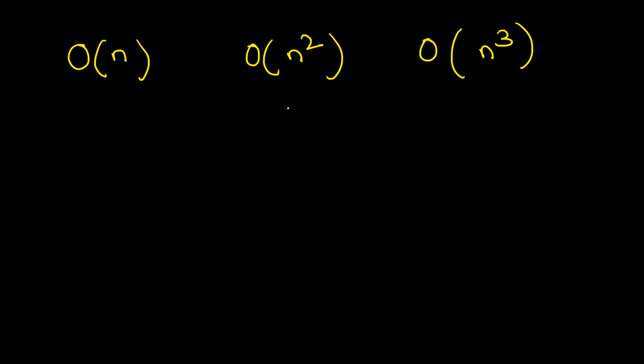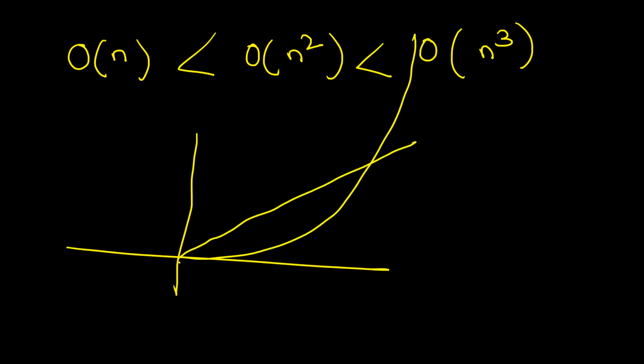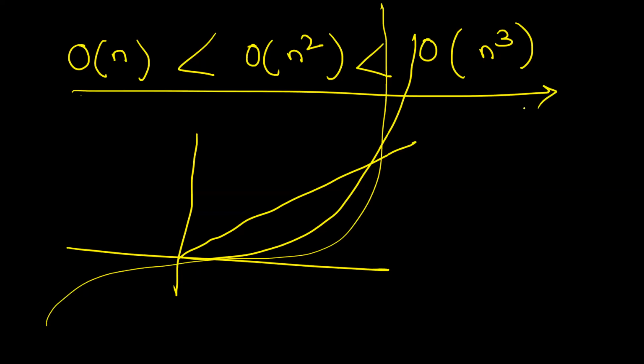Can you rate them? Do you all agree? And see, guys, I'm not drawing the graph. I'm not a master of graphs, to be very honest. But n will be going something like this. n square will grow at a faster rate. n cube will grow at an even faster rate. So can I say this is the order of increase? n cube is the worst, n square is somewhere in between, and n is the best out of these three.